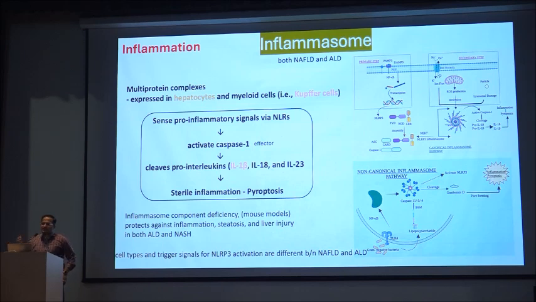Caspase is the enzyme which cleaves the pro-inflammatory interleukins. So the caspase cleaves the pro-interleukins to convert them into inflammatory interleukins, IL-1 beta. That causes inflammation, further perpetuating it. It is called pyroptosis. Inflammasomes cause pyroptosis. There is also involvement of mitochondrial reactive oxygen species here. So there can be two pathways. I will not go into details. This is common in both NAFLD and ALD: formation of multi-protein complexes and NLRP3.